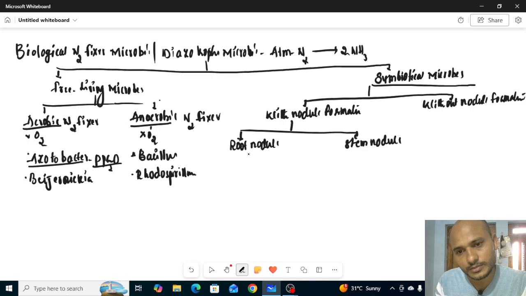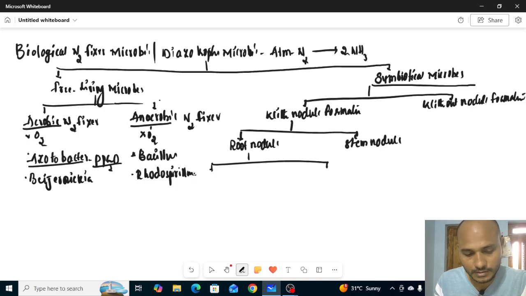In root nodules, we again classify into two groups, because there are microbes which usually form nodules in leguminous plants. Other than leguminous plants, root nodules also form in non-leguminous plants. It means not only in leguminous plants are nodules formed in roots, but there are some plants, for example Frankia, where nodules are formed in roots but the plant is non-leguminous. So based on that we again divide into two.